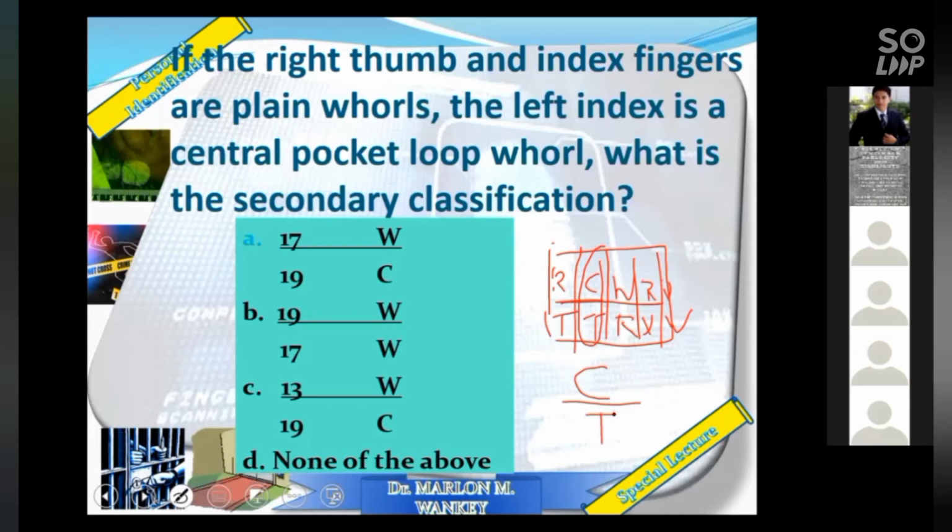Okay? But this question, kasi meron siyang primary classification. What is the correct answer? Okay, actually may sagot na yan, di ba? Ito. Ayan, may kulay na siya. It is letter A. Kasi yung tinutukoy niya, yung right thumb, yung ang kukunin lang natin index fingers are plain whorls. So ano ang kanang symbol ng plain whorls? It is whorl. And the left index is central pocket loop whorl. Then automatic WC is your secondary.